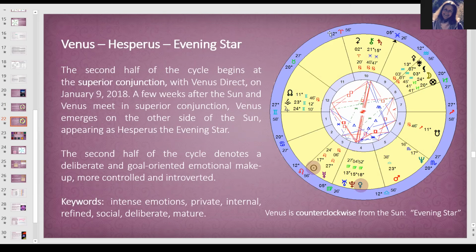In this example chart, we have Venus in a clockwise motion from the Sun, and it's the evening star.